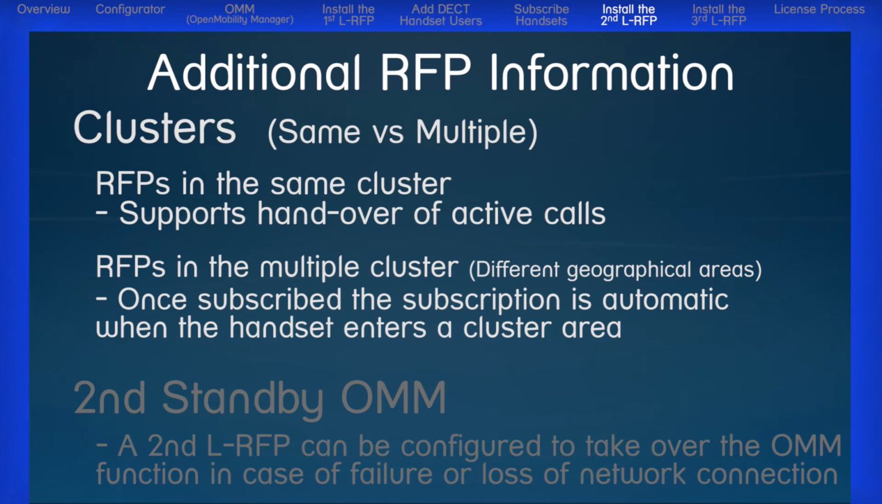Sometimes RFPs don't need to be part of the same cluster. For example, if they are in a different building, these RFPs can be put into a different cluster. RFPs in different clusters will not be synchronized with each other, meaning active calls will not be handed off or handed over between 2 different clusters. However, handsets will still be subscribed across the entire network or system. So when the DECT handset user goes to the other building, the handset will still work without requiring resubscription.